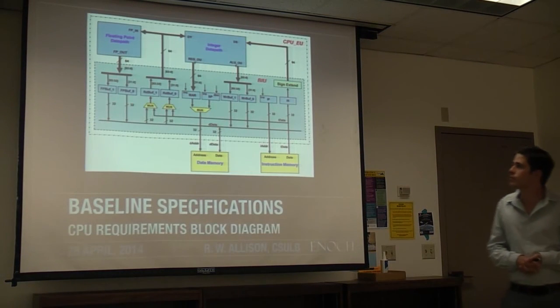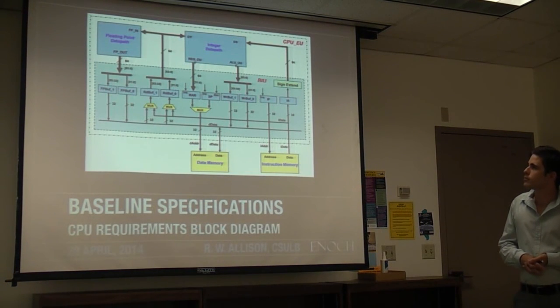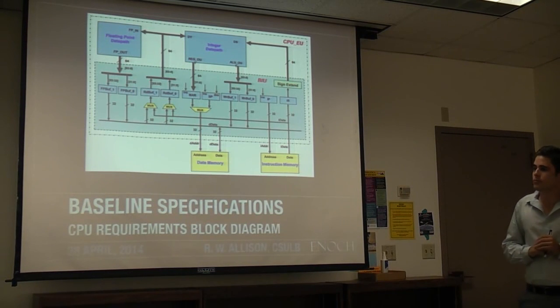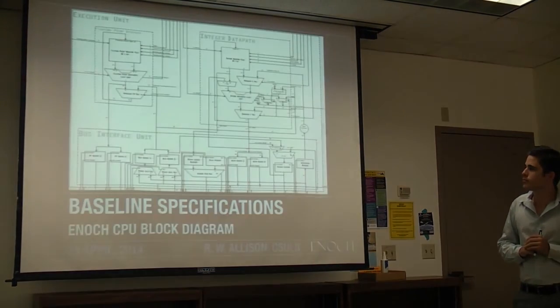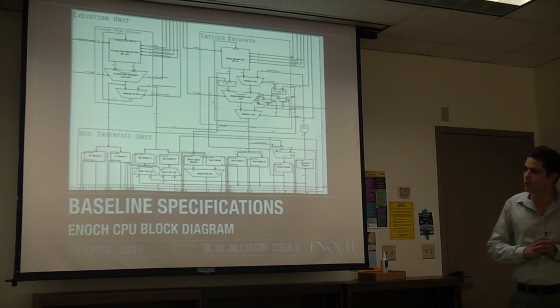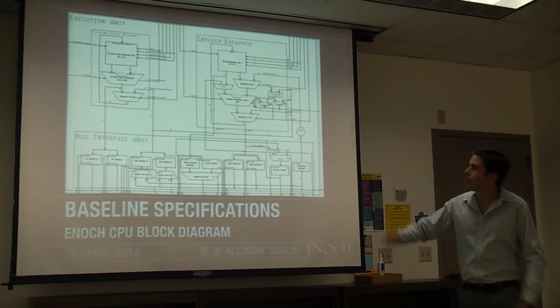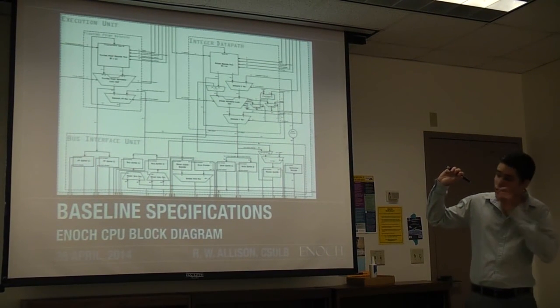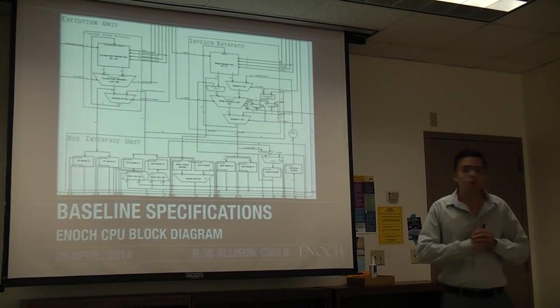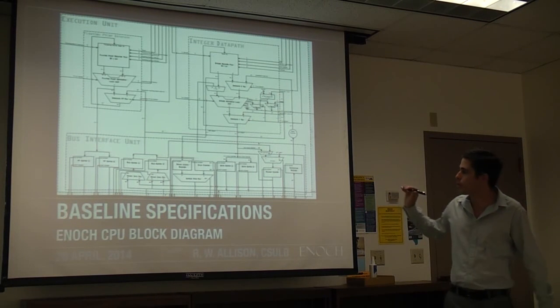Allison. So these were the baseline specifications that were given to us for our CPU. And this is a big overview. We're going to go into more detailed diagrams. This is how we implemented it. I can kind of talk a little bit about this too. So here's the execution unit. We took out the combo logic for the control unit, just because it just controls all the wires.